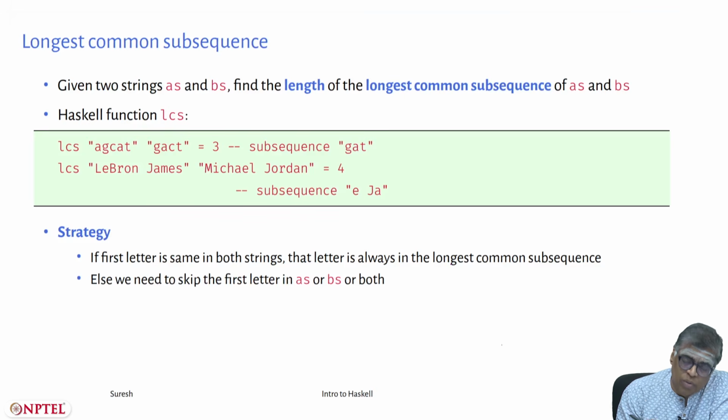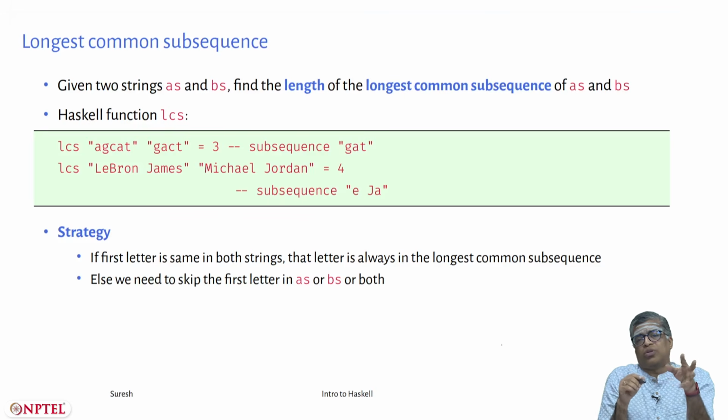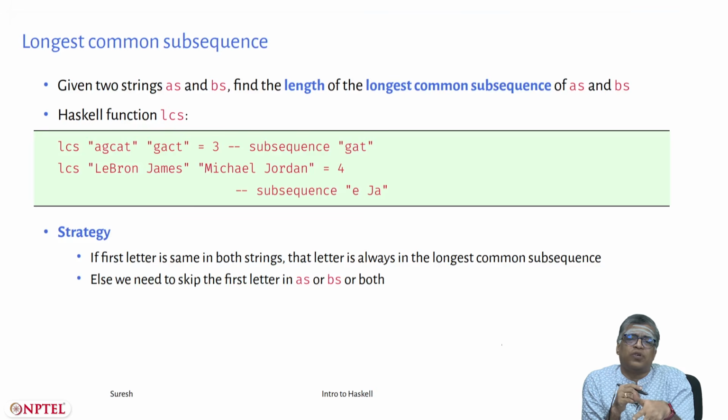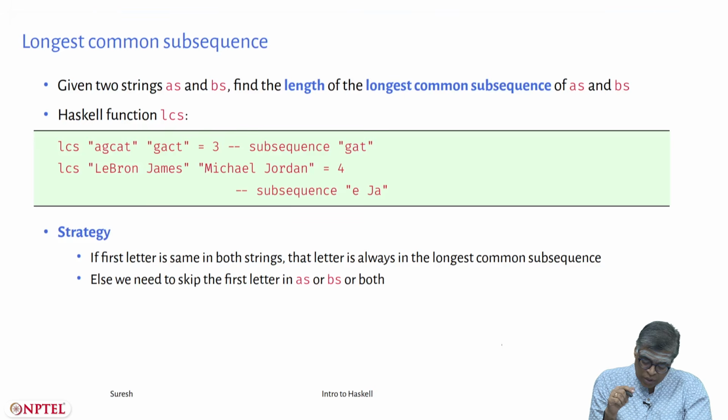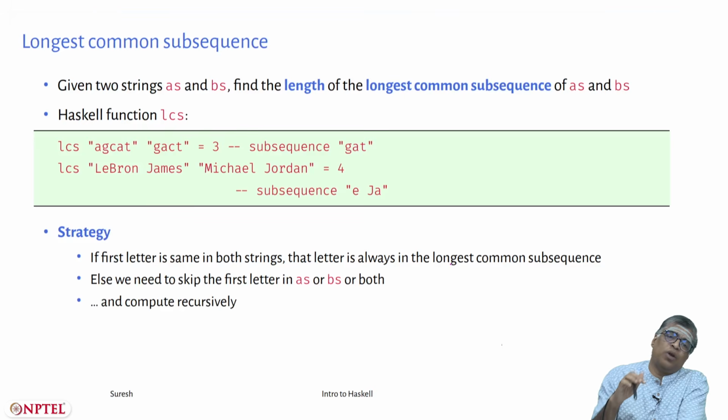Otherwise, you have to do 3 subcomputations. You have to either skip the first letter in As, or the first letter in Bs, or skip both first letters. You compute recursively and then compare and choose the best. So that is the point.